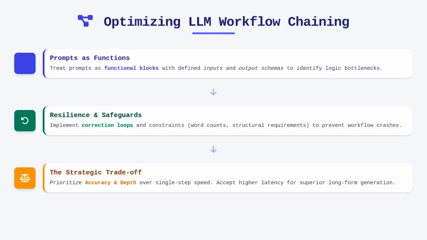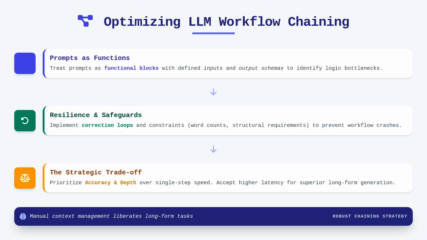Truly robust chaining involves building in safeguards, like constraints on word counts, structural requirements, or even sentiment targets, that persist throughout the entire trajectory of the workflow. You should also consider the latency trade-offs, as chaining multiple calls inherently increases the total response time for the end user. This is a deliberate choice. We are prioritizing accuracy and depth over single-step speed. By managing the context manually, we remove the model's need to hold the entire history in one go, which is quite liberating for long-form generation tasks.